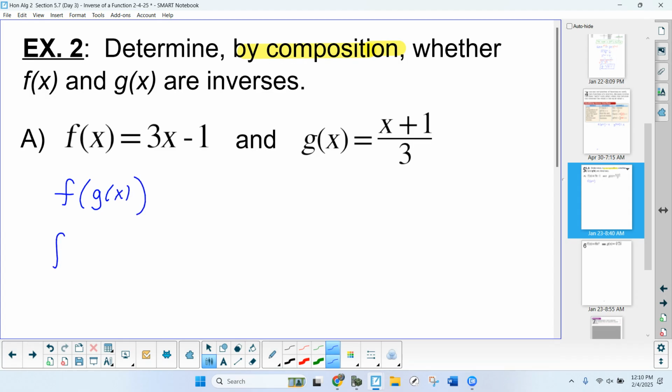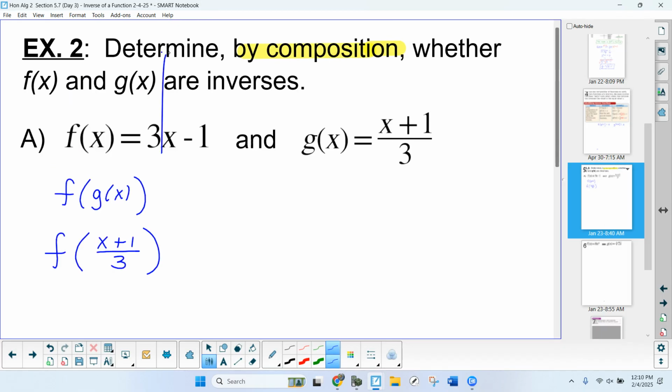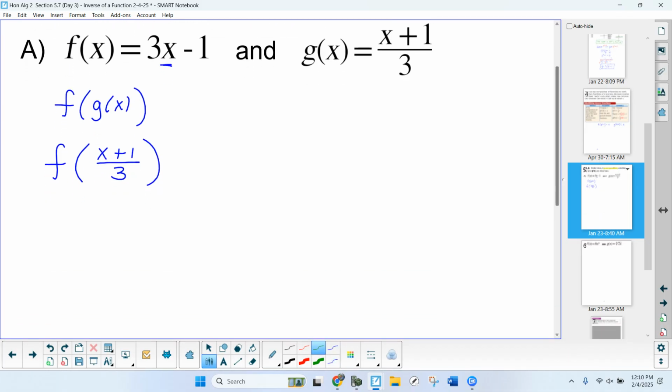Okay, what's g of x, everybody? x plus 1 over 3. So now I'm going to go to function f of x. And everywhere I see an x, I have to put all of what? x plus 1 over 3. So I'm going to do 3, and then in place of x, I put x plus 1 over 3, minus 1. Is everybody okay with how I set this up?